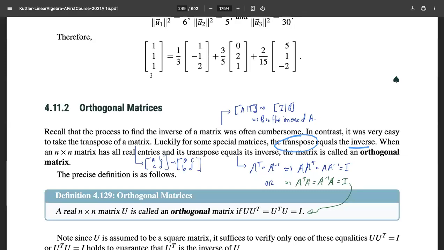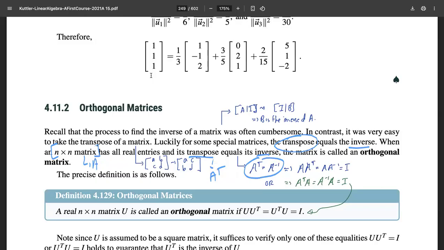That's how we actually define the orthogonal matrix here. If you have a matrix A which is n by n, its transpose, A transpose, is going to be equal to A inverse. And there are two things that we can do over here which are equivalent.